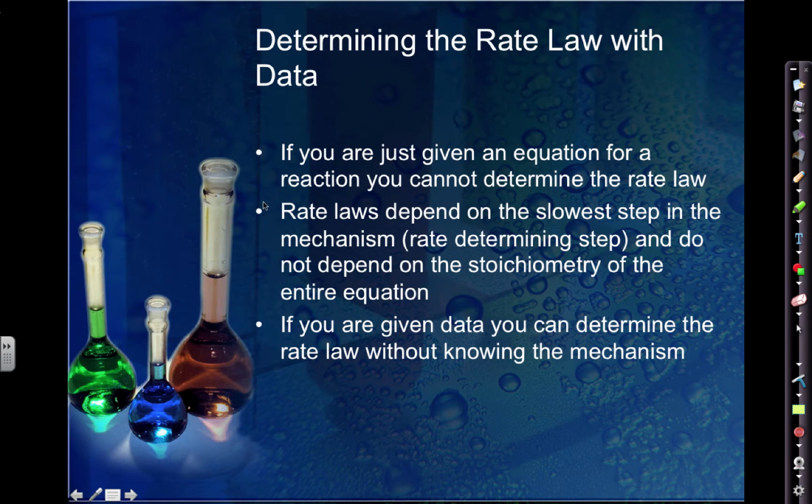Rate laws depend on the slowest step, and if you have that mechanism and you know what the rate determining step is, then you can just use the equation to figure out what the rate law is. But if you're just given the entire reaction, you can't do that. So if you don't know the mechanism, you don't know the rate determining step, you're going to have to look at some data.